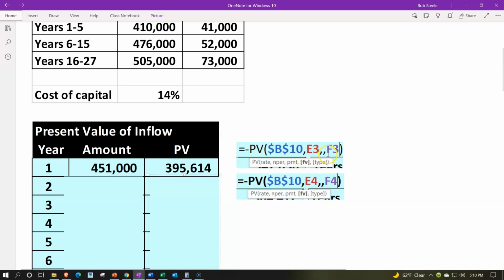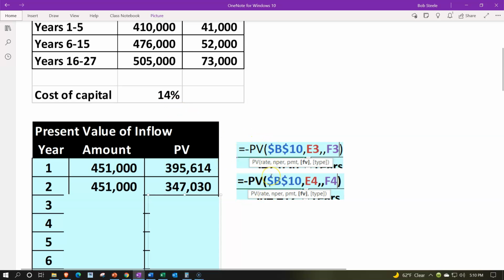So we have 2 commas to get to the future value, which then would finally be that 451, result being present value of 395,614. Then the second one, because there's 5 years of the same amount of the 451, we discount that back at 14% 2 years back. That would give us 347.30. The formula for that would be present value of the rate, which once again would be 14%.